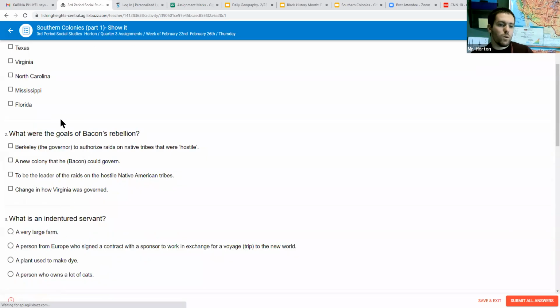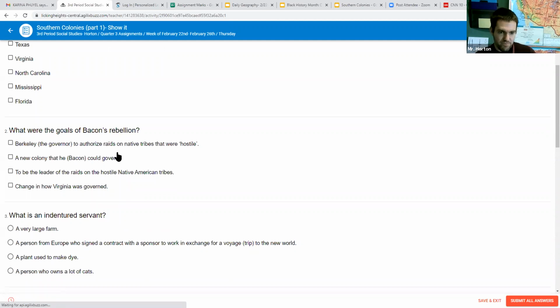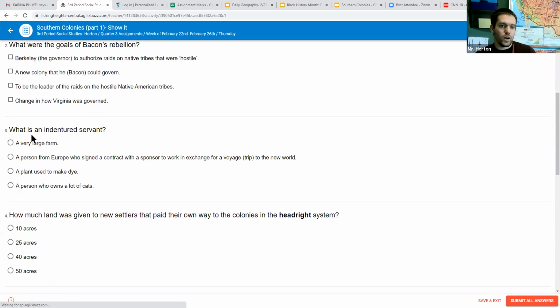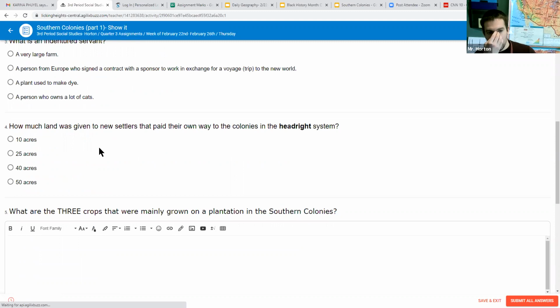Then number 2 says, what were the goals of Bacon's Rebellion? We're going to learn about this guy named Nathaniel Bacon, and he led this rebellion in the southern colonies. There were 3 goals of his rebellion. Then number 3 says, what is an indentured servant? What does that mean? We'll cover that today. Number 4 says, how much land was given to new settlers that paid their way to the colonies in the headright system? We'll cover how much land that was.